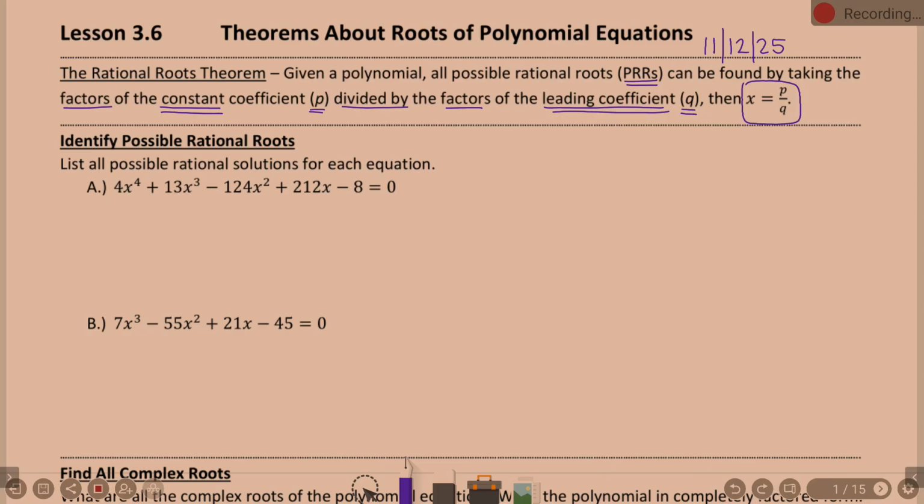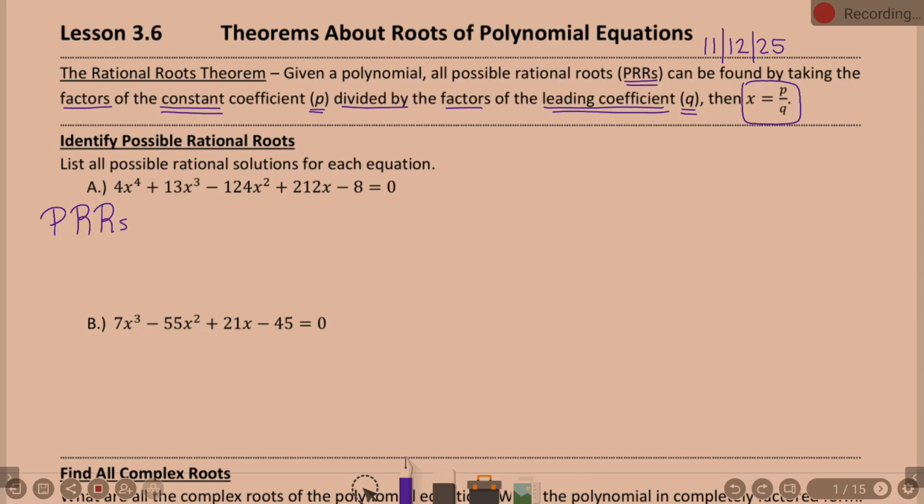So we're looking at finding possible rational roots. In other words, we're going to find more possibilities than what actually work. But we're going to find a list of possibilities that we can then use on this next set of problems to find the ones that actually work. I'll explain that more later. But we're going to start by figuring out our PRRs.